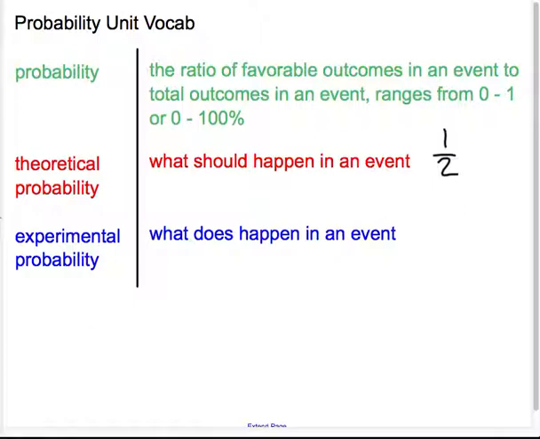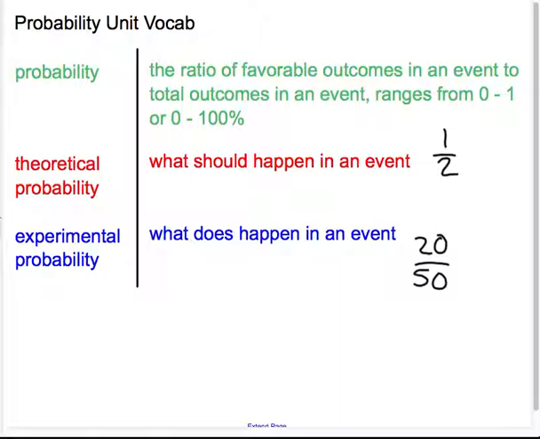Experimental probability is what actually happens. So let's say you flip a coin 50 times, so that was your total number of outcomes. And of those 50 times, 20 of the times that you flipped the coin, you got heads. So the experimental probability isn't exactly matching our theoretical probability.